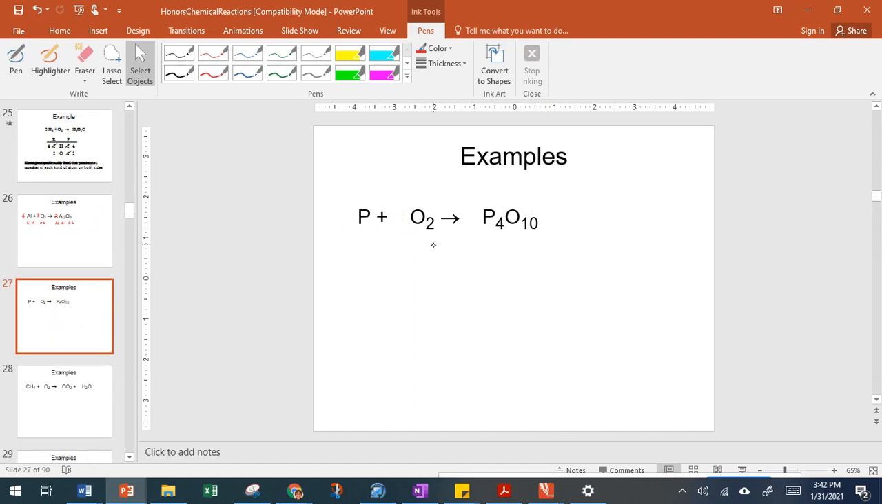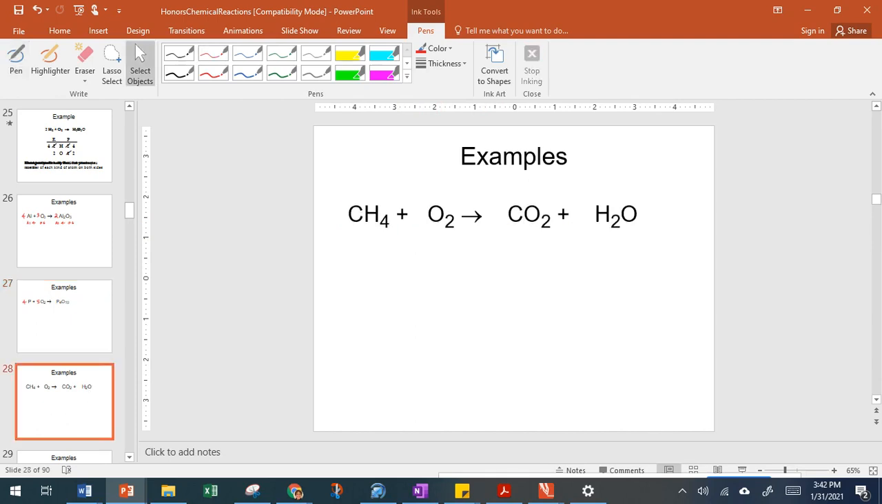In this problem, we have another situation where we have a 2 here, we have 10 here. So we could think about 2 goes into 10 5 times. And then we would add a 4 here to make that balanced.